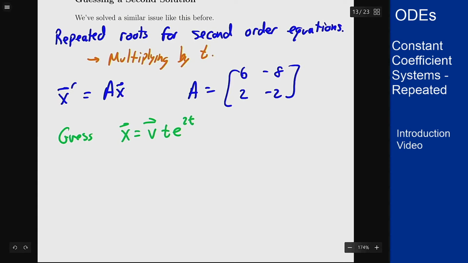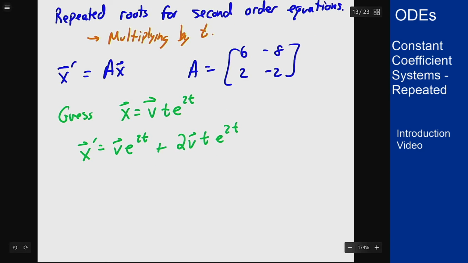So if I do that, then the derivative is going to be v times e to the 2t plus 2v t e to the 2t by the product rule. And I want this to equal A times that, so A v t e to the 2t. And see, there's a problem here. The problem here is that on this side I have this e to the 2t term that's not over here, which means v has to be 0.